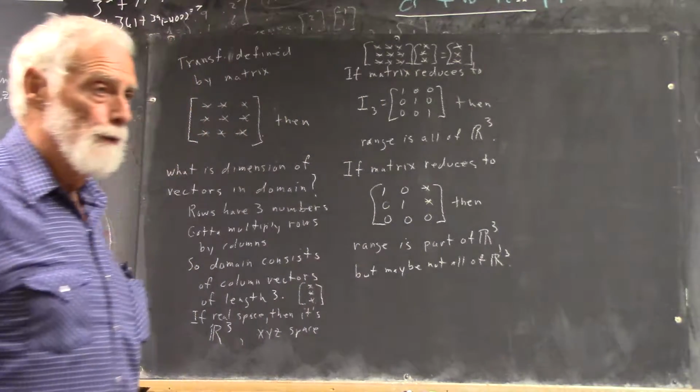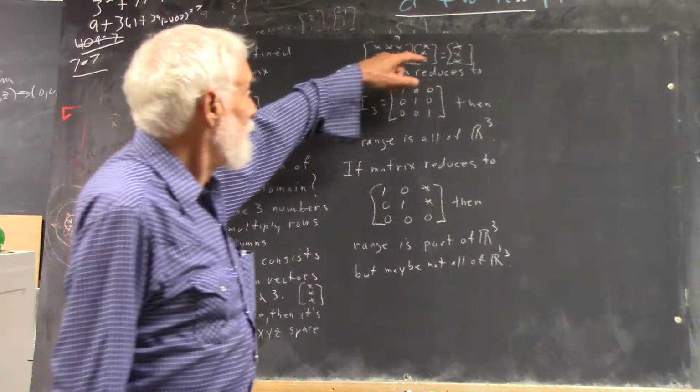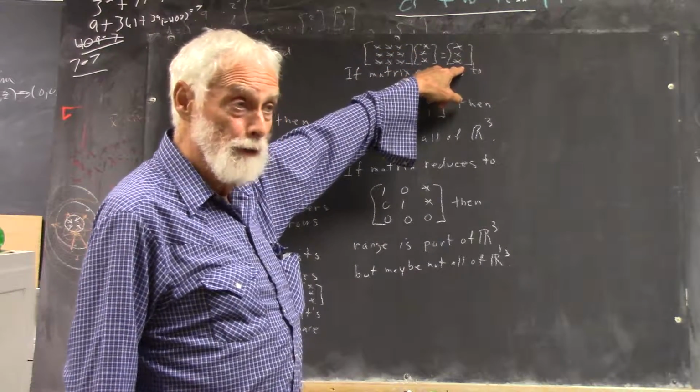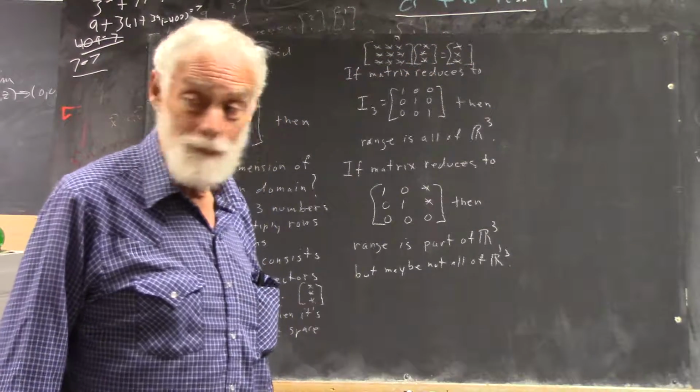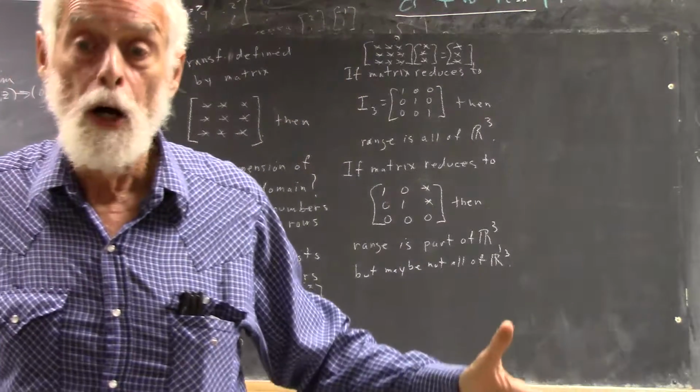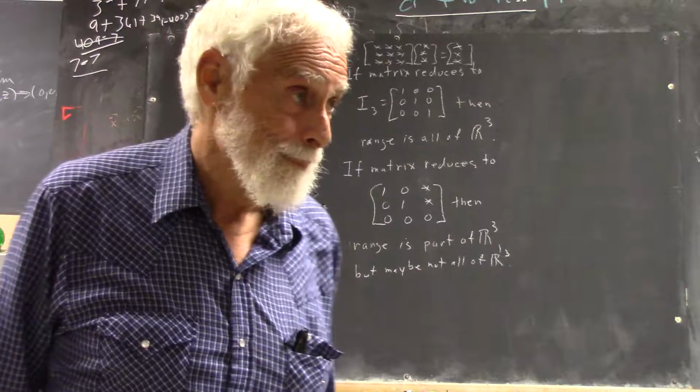Well, it's got to be part of R3 because any vector in the domain that gets multiplied by this matrix is going to give you a vector in R3, right? But from what we saw previously, we know it doesn't have to be all of R3. Okay?